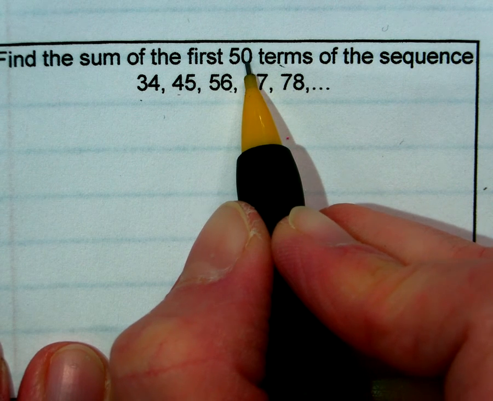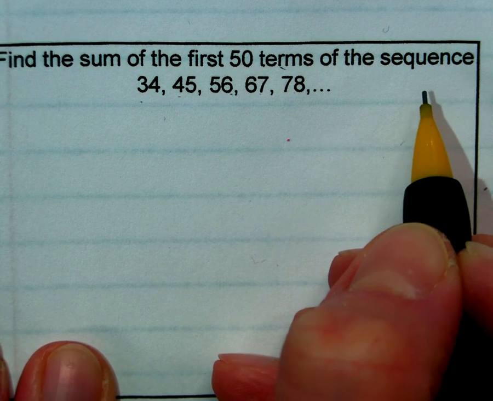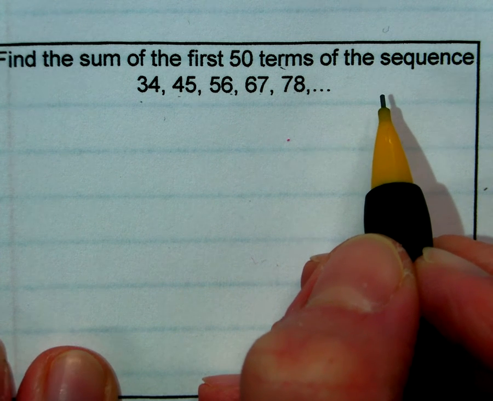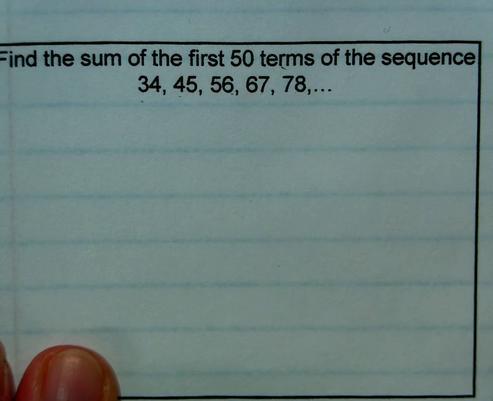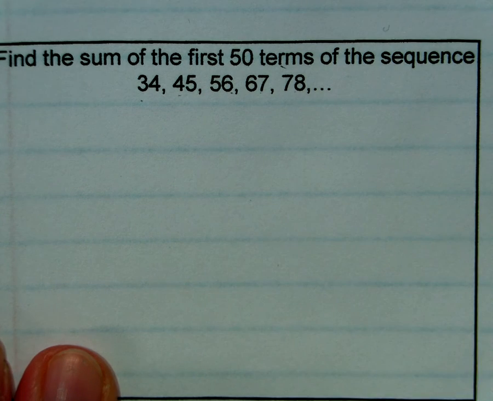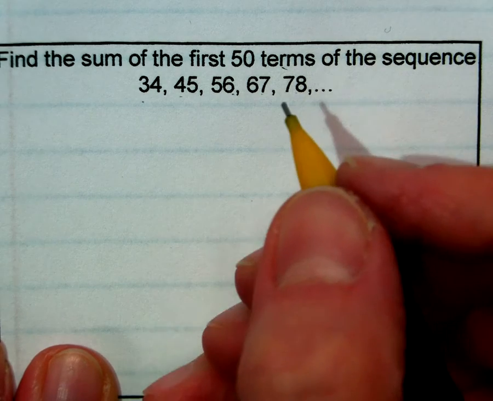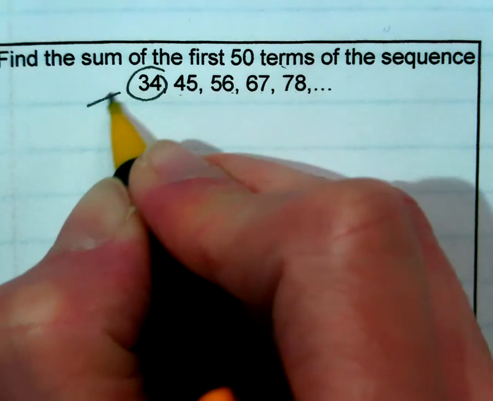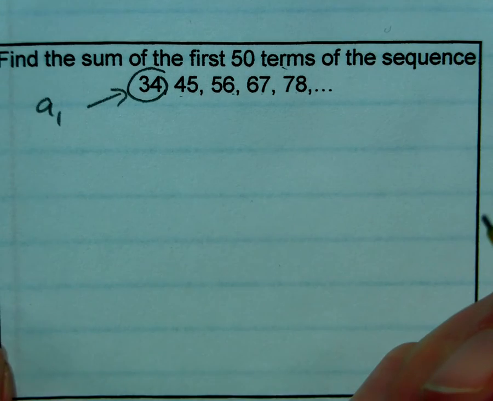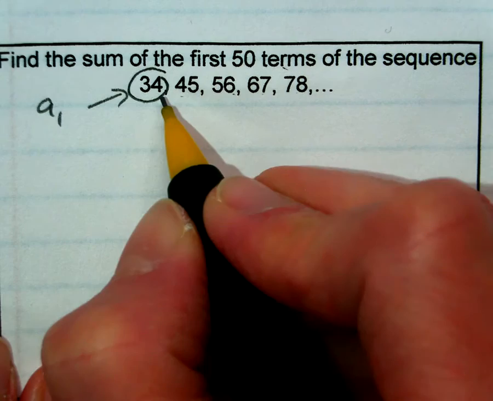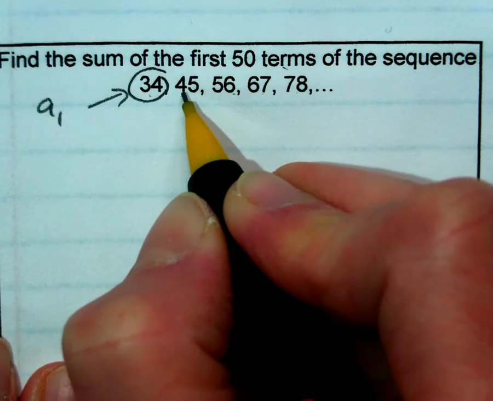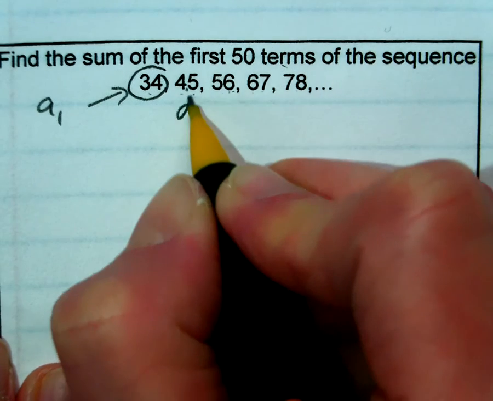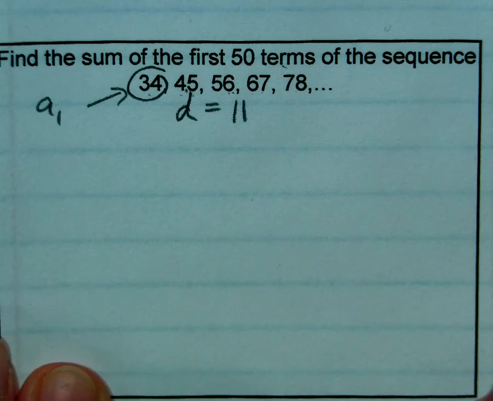Well, I don't know about you, but I don't want to have to come up with 45 more terms and then add all 50 together, because I would probably get lost somewhere in the middle. So what we're going to do is use the formula. Now for the formula, we need to know the first term and what the common difference is. So the first term's easy. That's going to be 34. The common difference, if we just look at the pattern, it goes from 34 to 45 to 56. We are adding 11 each time. So that means that your common difference is 11.